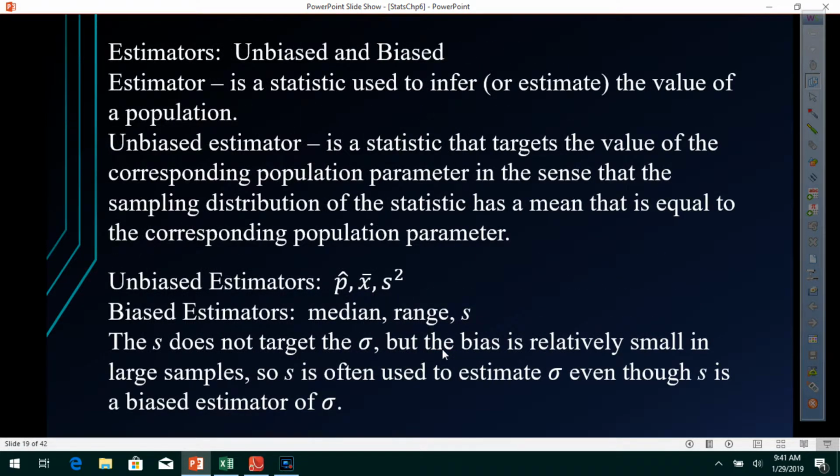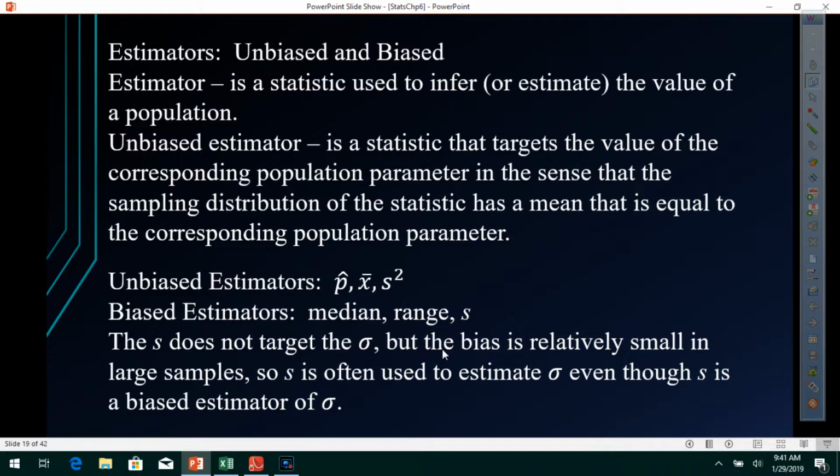Estimators, unbiased and biased. An estimator is a statistic used to infer or estimate the value of a population parameter. An unbiased estimator is a statistic that targets the value of the corresponding population parameter in the sense that the sampling distribution of the statistic has a mean that is equal to the corresponding population parameter.